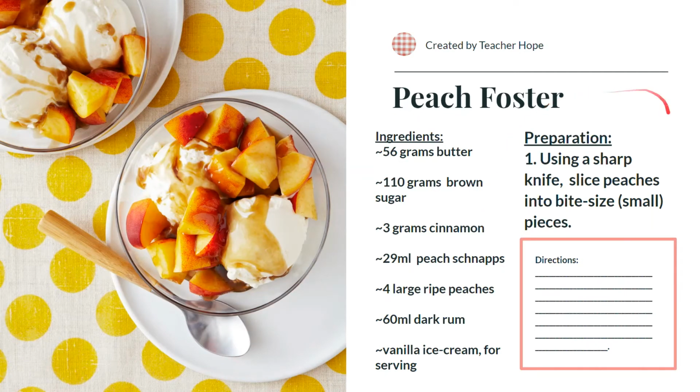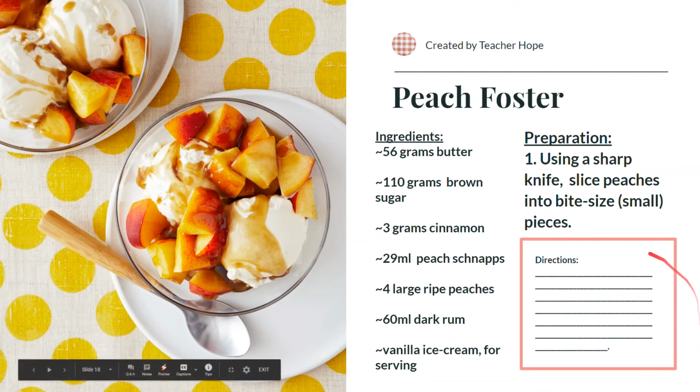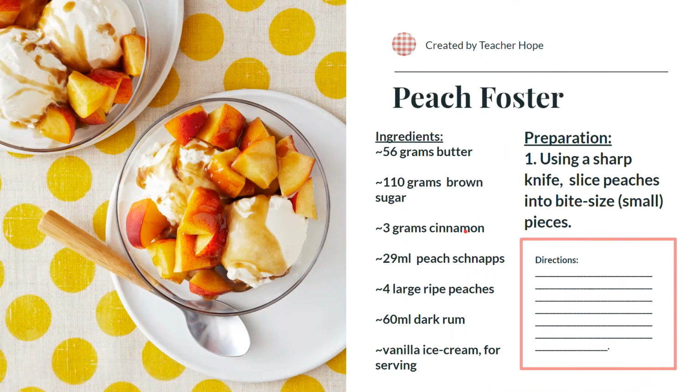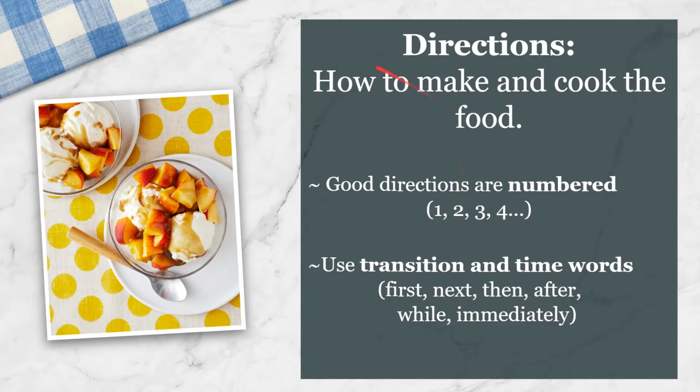Okay, after preparation is the directions. The directions of a recipe. Let's talk about the directions. The directions are how to make and cook the food. Good directions are numbered, 1, 2, 3, or 4. And good directions use transition and time words. Transition words help you put things in order and help organize the time.